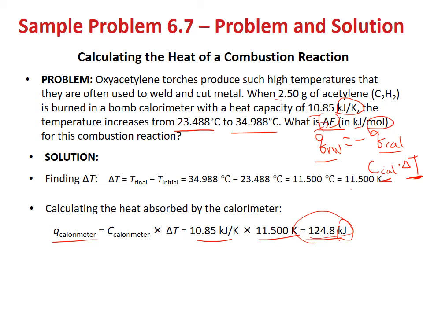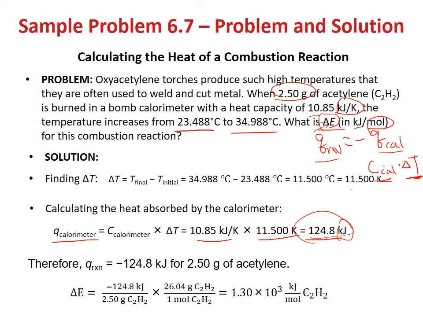All right, we know grams, so first we use negative 124.8 kilojoule, and that's the heat of the reaction, divided by grams, so that's kilojoule per gram, and then use the molar mass. So 1 mole of acetylene is 26.04 grams. This way we cancel grams, and we get per mole. And so that gives you 1.3 times 10 to the third power kilojoule per mole of acetylene.